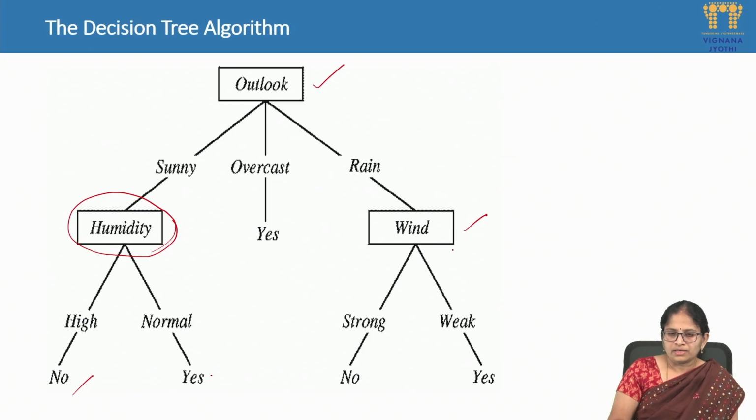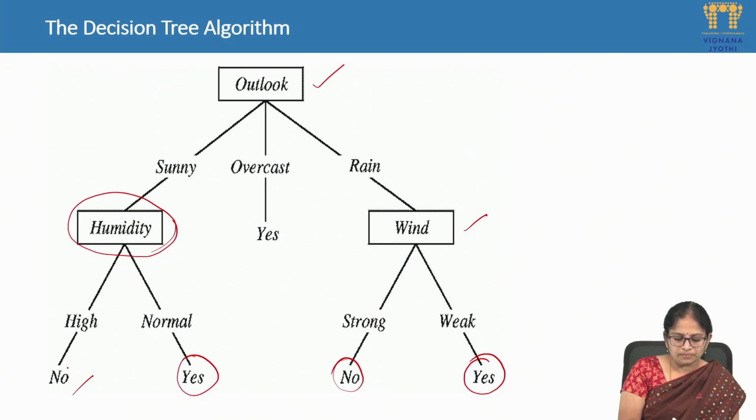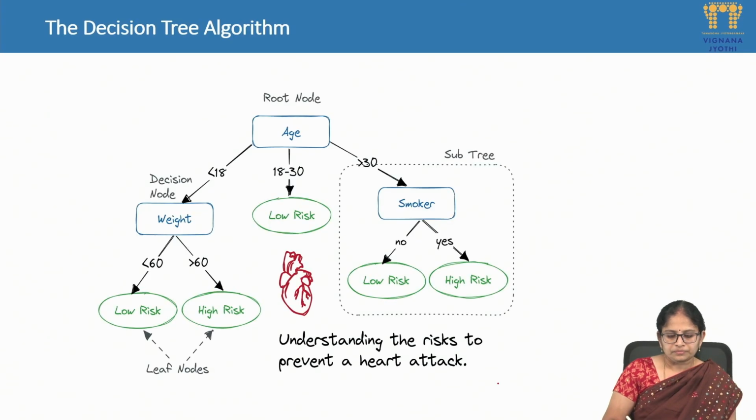Similarly, on the right side, the same kind of partitions were done based on the wind attribute. So here pure nodes were created so that they are treated as labels by considering them as leaf nodes with appropriate label names.